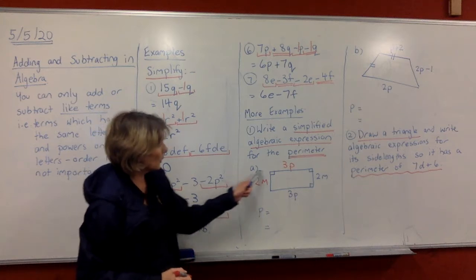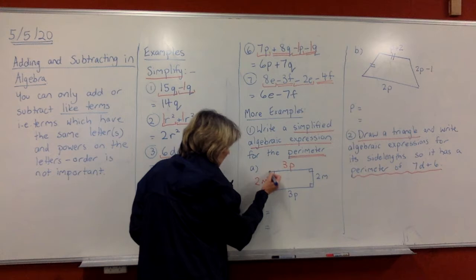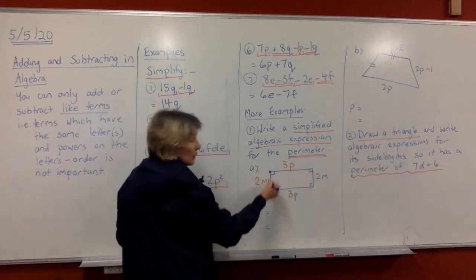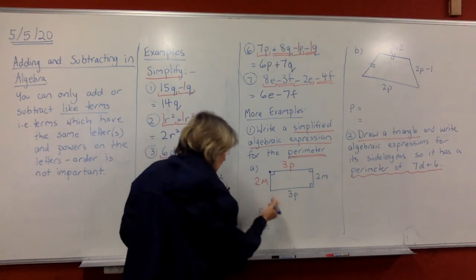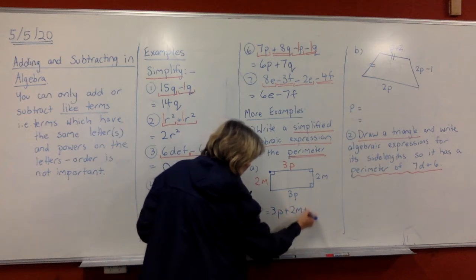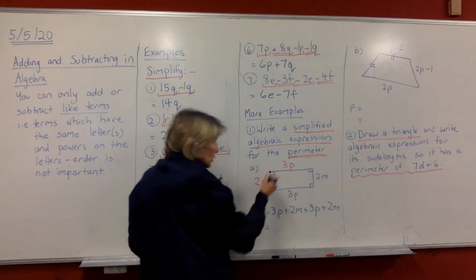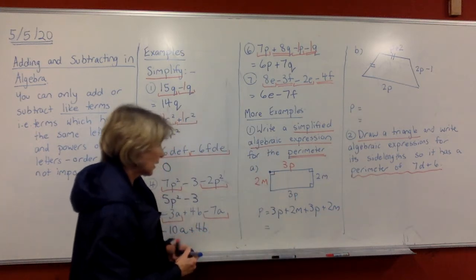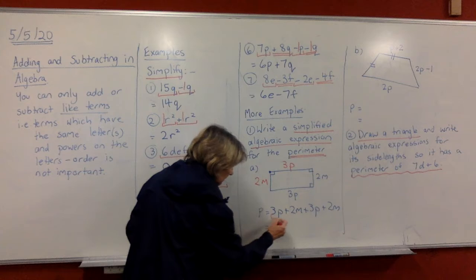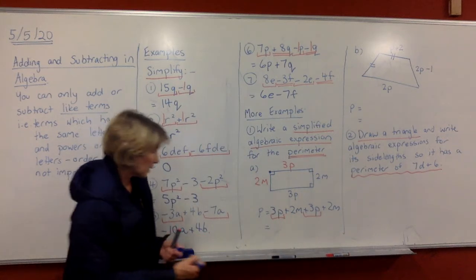So for the perimeter, we're going to add up all our sides together. So I'm going to start here and just go around like this so I don't leave anything out. So I'm going to write 3p plus 2m plus 3p plus 2m, and I'm back to where I started. So now I'm going to collect my like terms. 3p plus 3p gives you 6p.